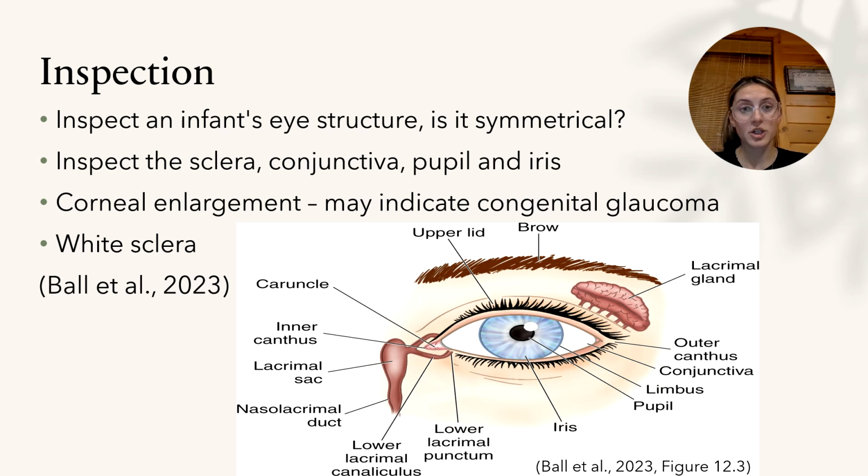Inspecting an infant's eye structure. Is it symmetrical? We're going to inspect the sclera, the conjunctiva, the pupil, and the iris. We're going to see if the cornea is enlarged. If the cornea is enlarged, it's a possible indication of congenital glaucoma. The sclera should be white. Scleral hemorrhages can indicate an increase in intraocular pressures. And then if the sclera is yellow, it could be an indication of hyperbilirubinemia.